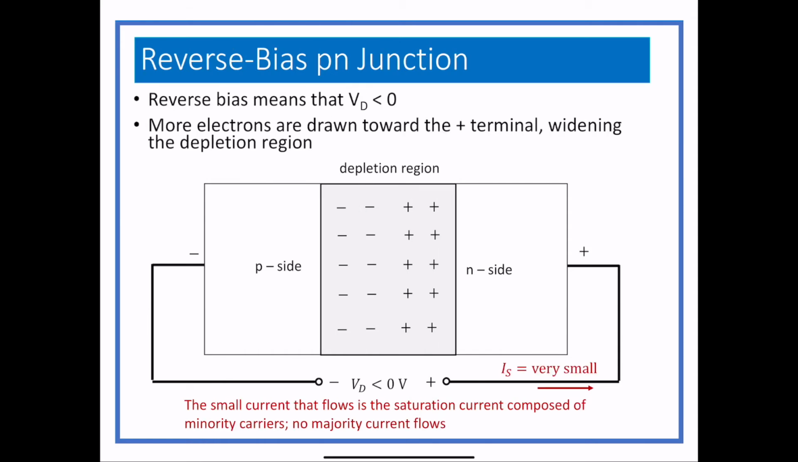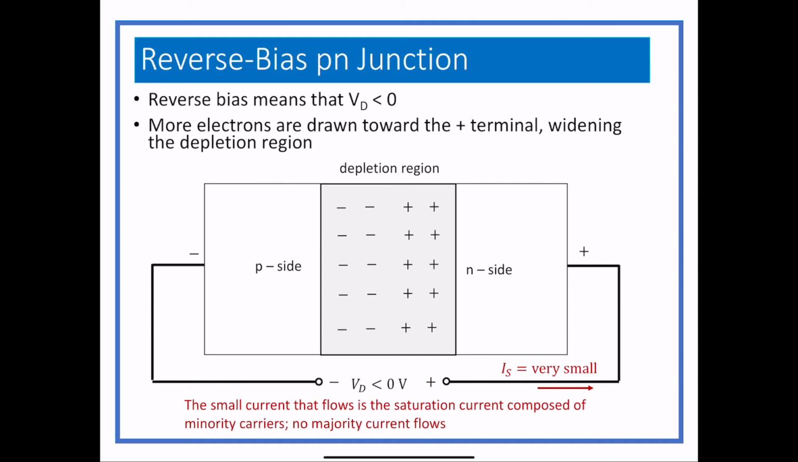enhance this depletion region. Reverse bias means that the voltage across the diode is less than zero, and there's a certain polarity it has to follow. It has to have the positive on the N side, the negative on the P side. When that happens and the voltage is applied, the depletion region gets enhanced.